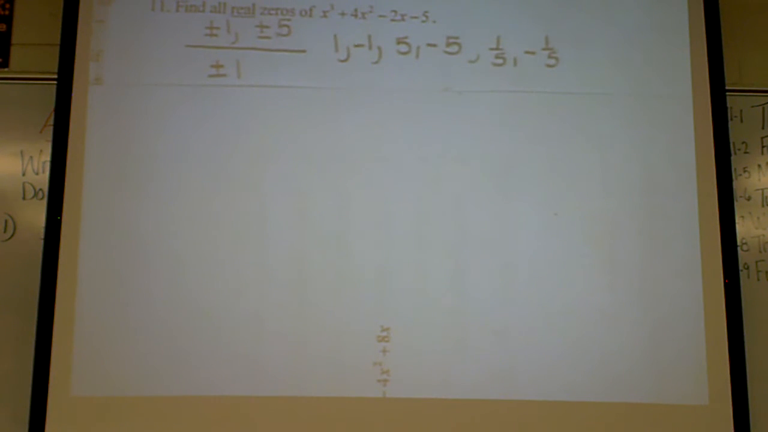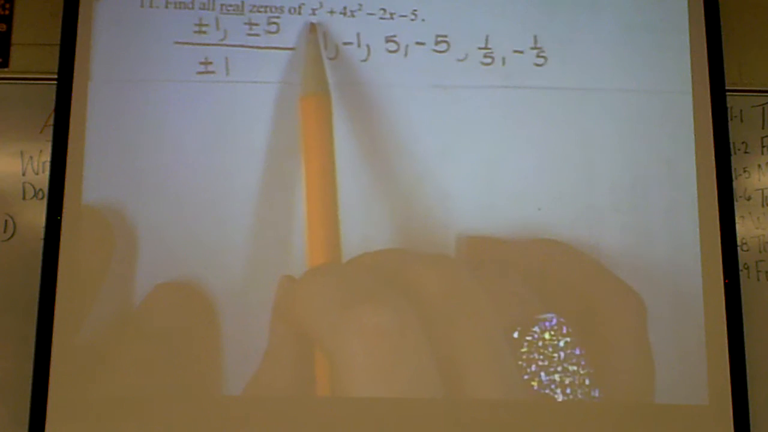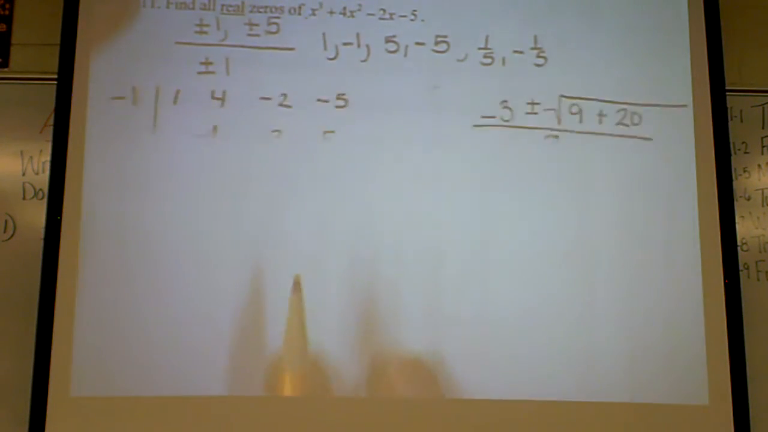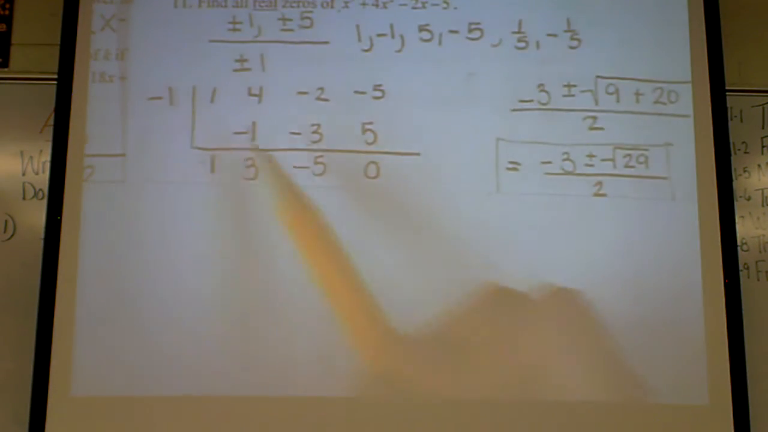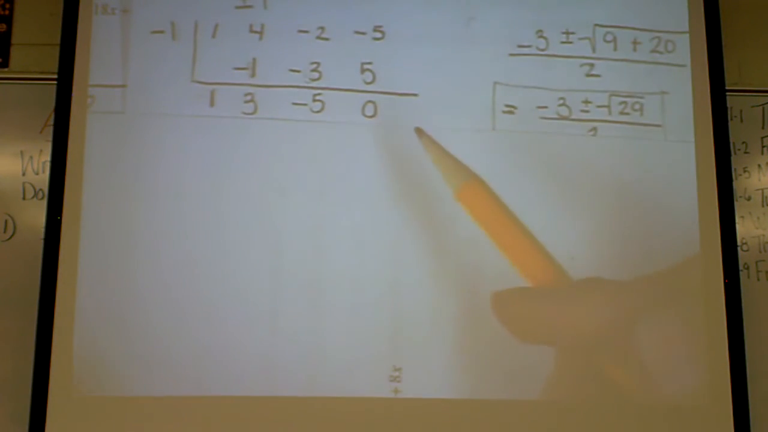What do I do first? How close were we? Find the multiples of negative 5 and put it over the multiples of 1. This is what you should have gotten. When you test them, negative 1 works. Yeah, we got to that part. You should have gotten 0 as your remainder.